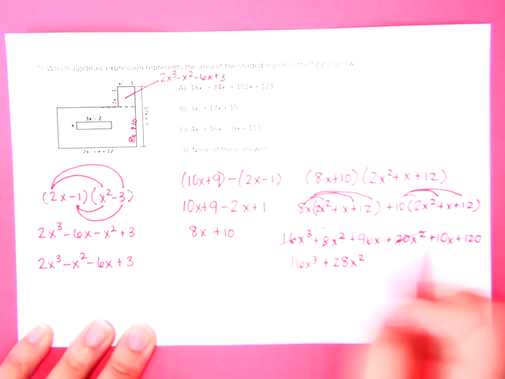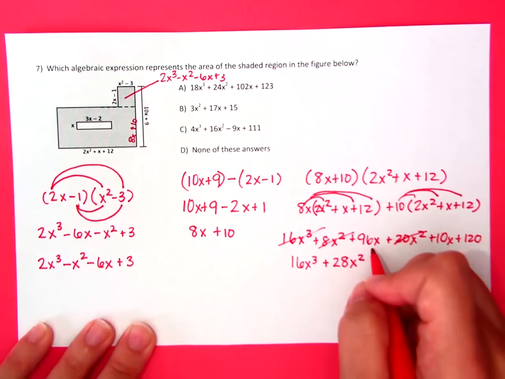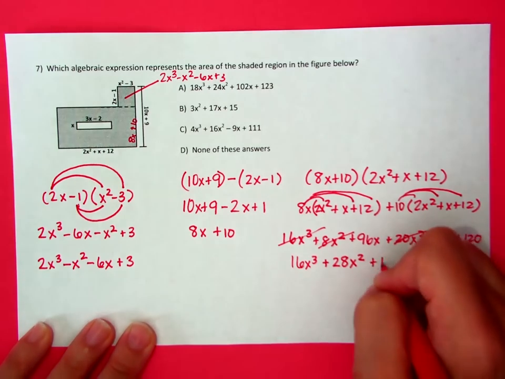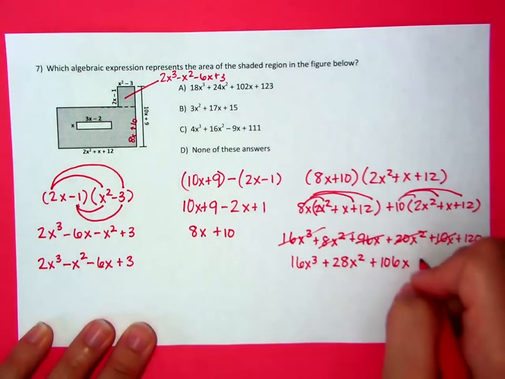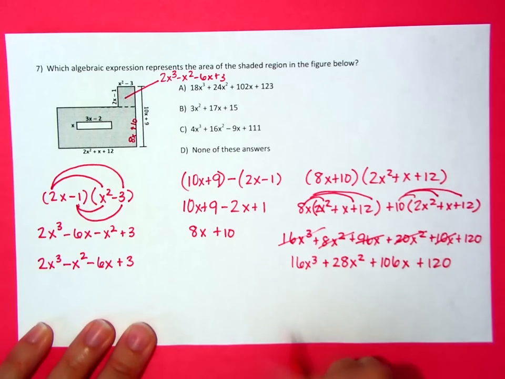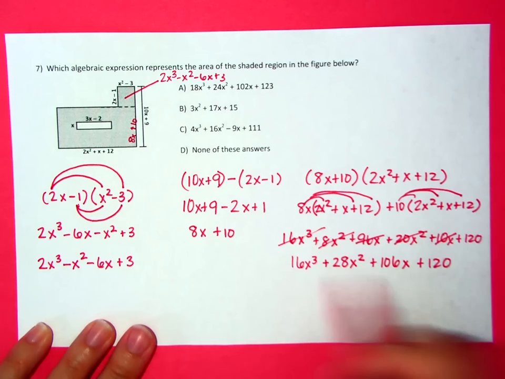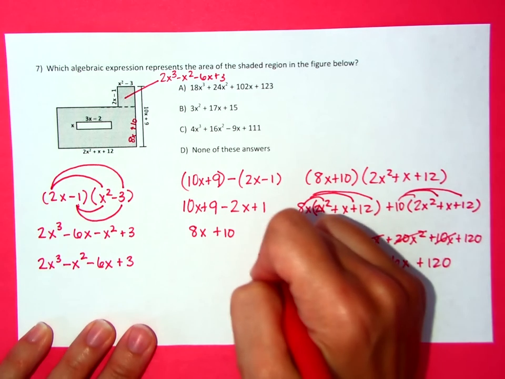Next, I'm going to see, oh, I've got an x here and an x here. Those are my like terms. 96 plus 10 is 106 with the x. So that's that. And then I have plus 120. That's this section here. Now, I'm not going to rewrite this big section here, but I do know that this is going to be my big rectangle.